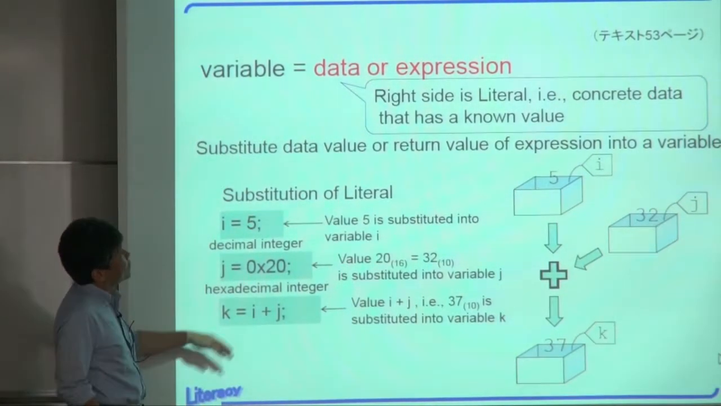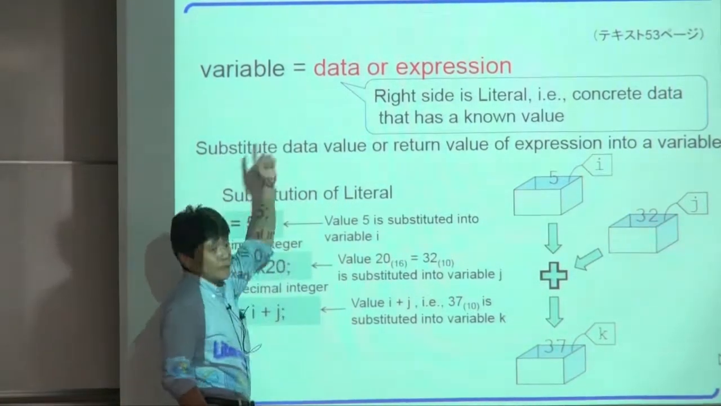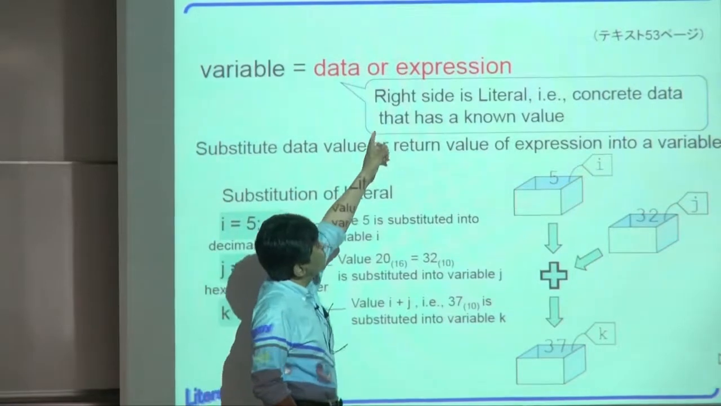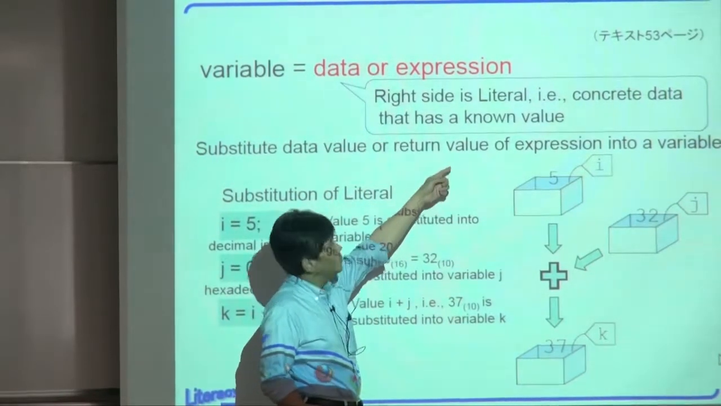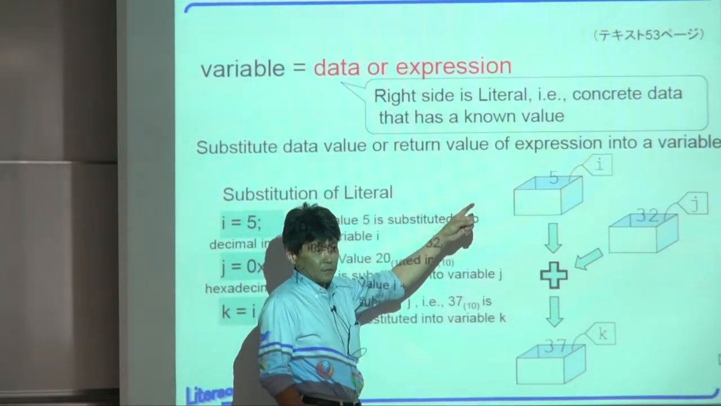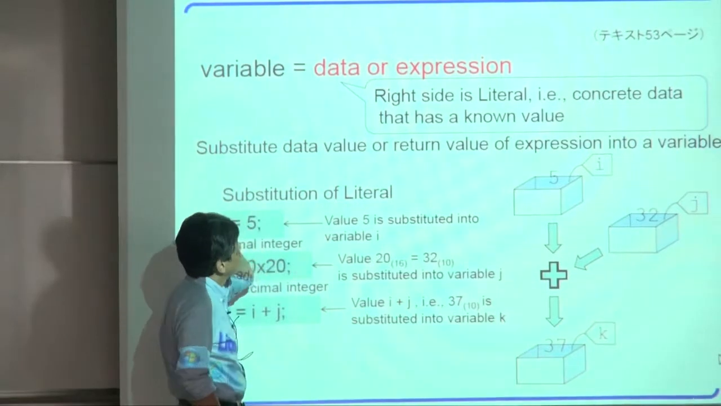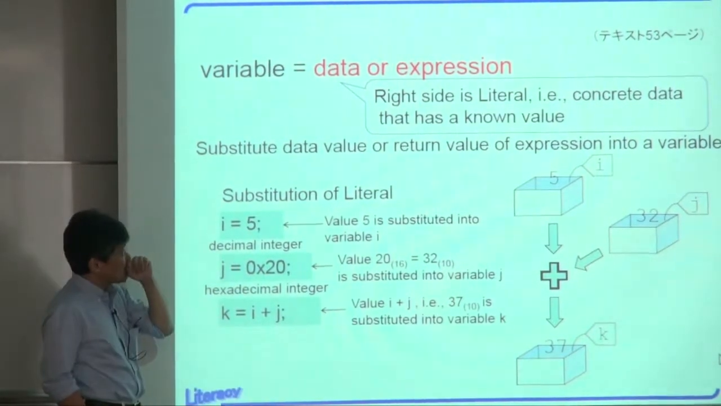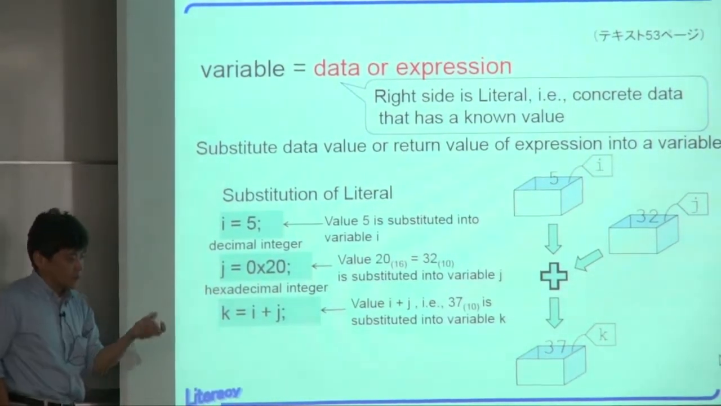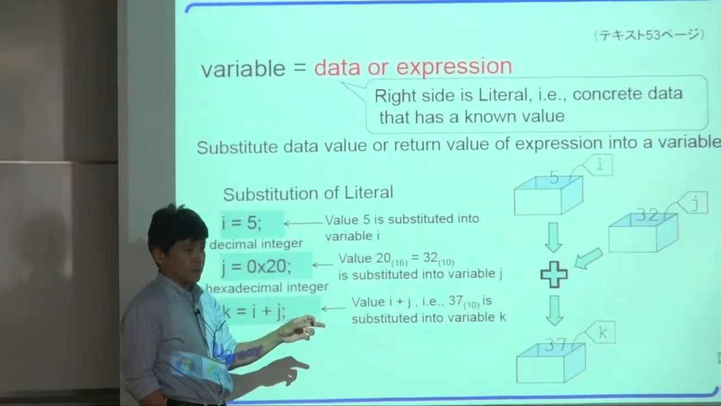So the left side term should be a variable, and the right side can be data or any literals. Okay, literal means concrete data. So concrete data means a string or any known values.